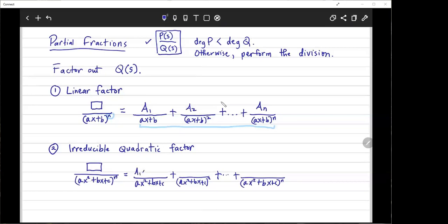So a sub 1x plus b sub 1, a sub 2x plus b sub 2, up to a sub nx plus b sub n. And our job now is to find the values of these constants, a1, a2, up to an, or a1, b1, a2, b2, up to an, bn. Okay. So let's look at an example to illustrate how to compute the numerators in partial fraction decomposition.